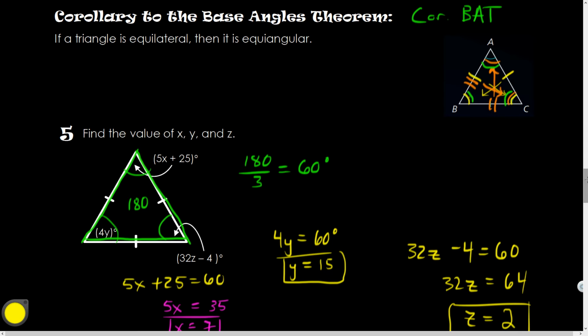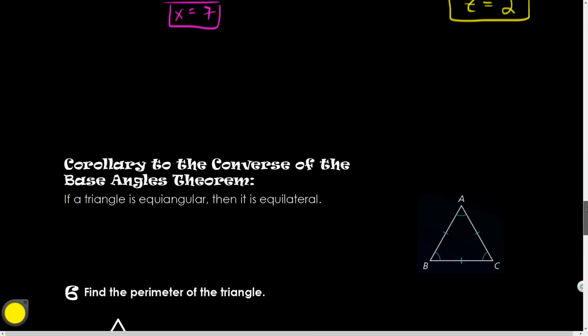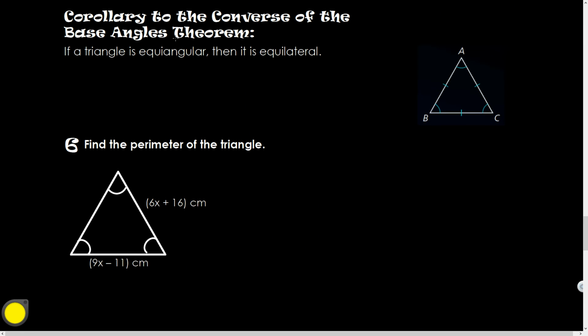So that's the corollary of the base angles theorem. If a triangle is equilateral, then it's also equiangular, as in all three angles are congruent. And guys, guess what? The converse of that is also true. Our last theorem of the day is the corollary to the converse of the base angles theorem. Oh boy. So here we go. If I've got all three angles congruent, then the sides, those are also congruent.